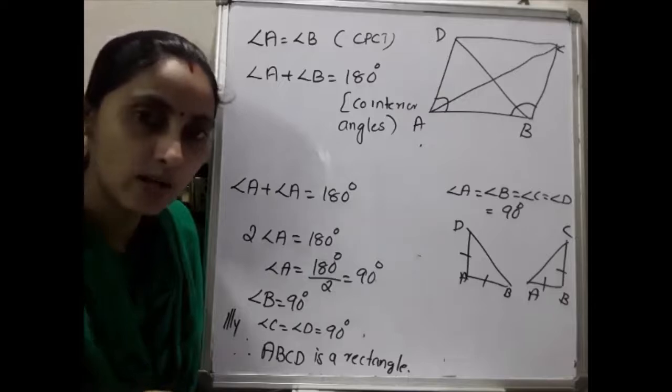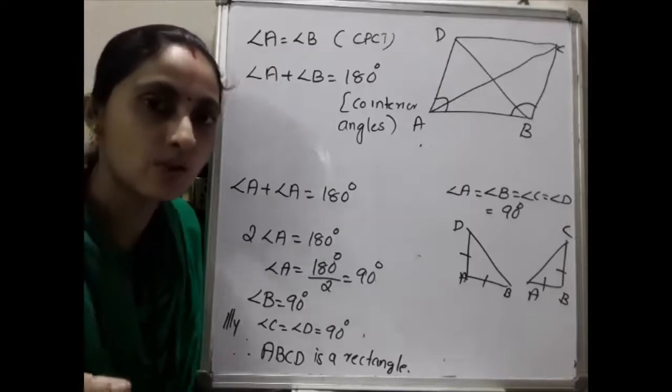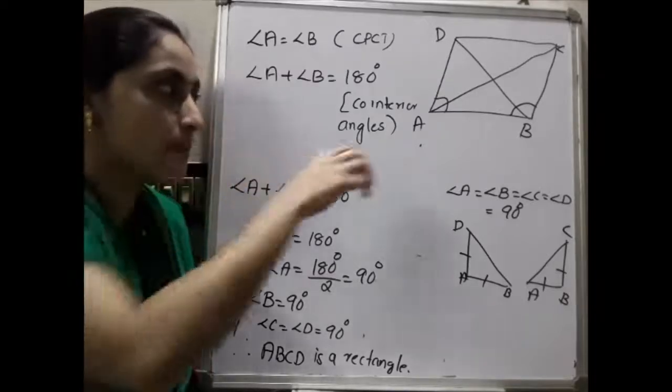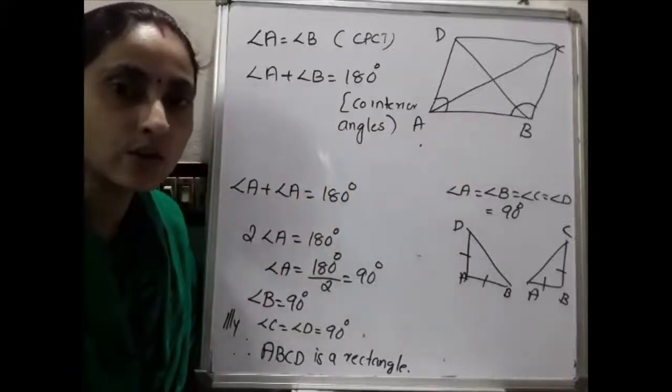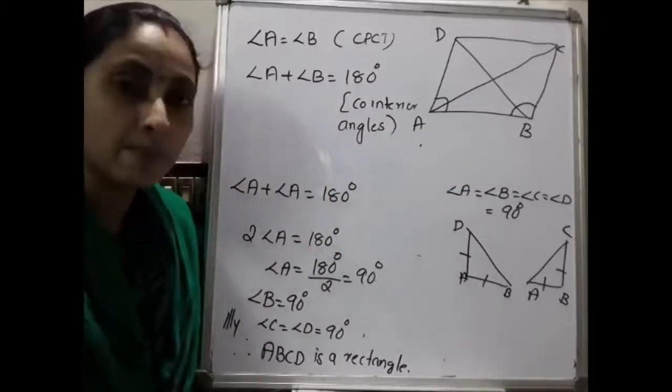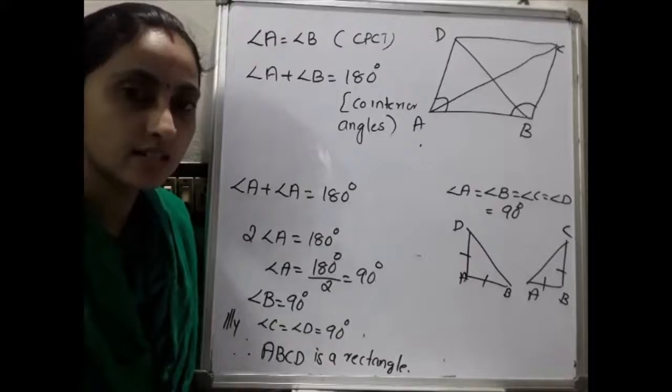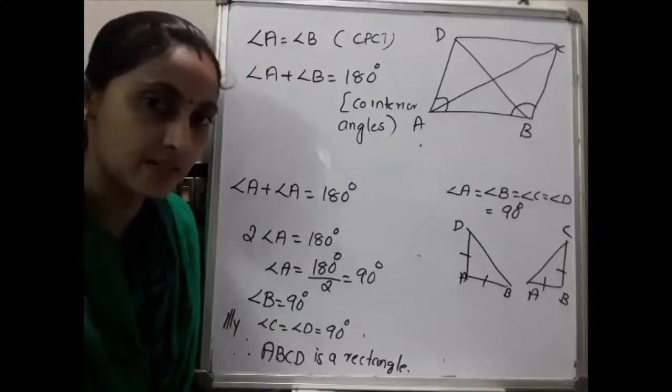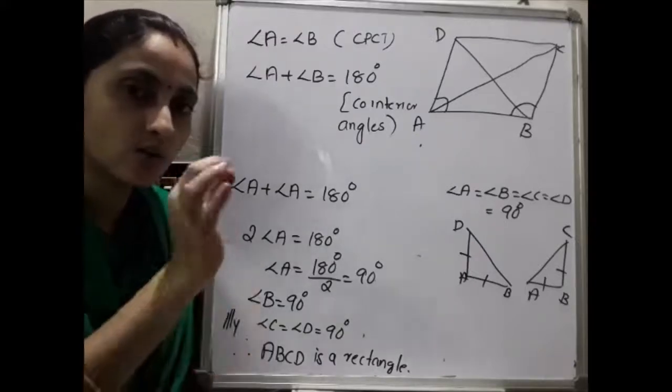Then if you want to prove it is a rectangle, rectangle means one angle is 90 degree. For that purpose, we have to show angle A plus angle B is equal to 180 degree and so on. Please write down this question and answer 2 or 3 times. Then only, you have to go through a test.